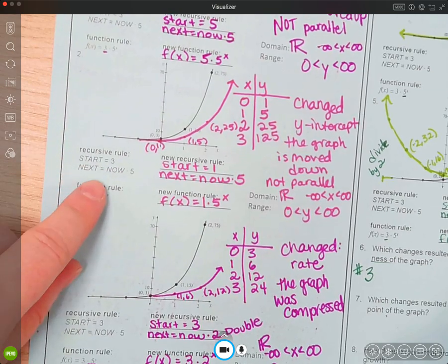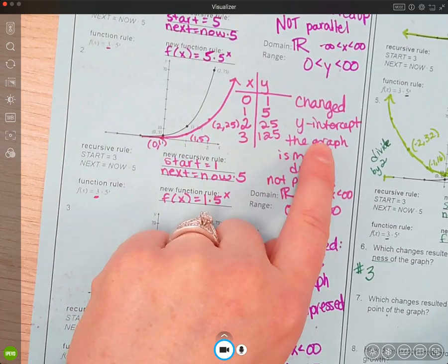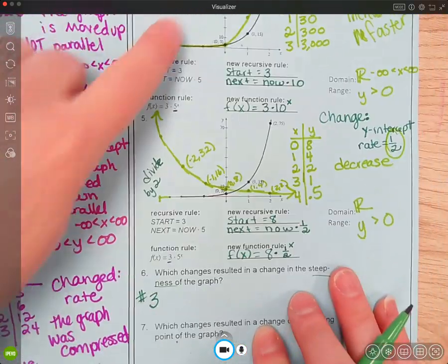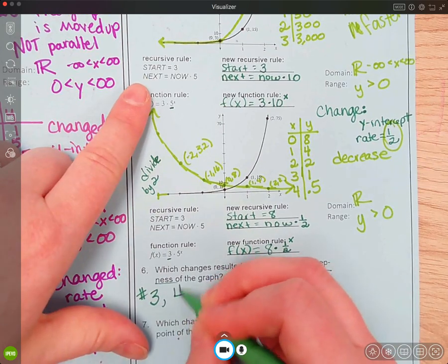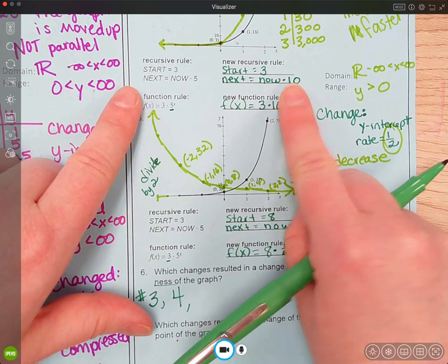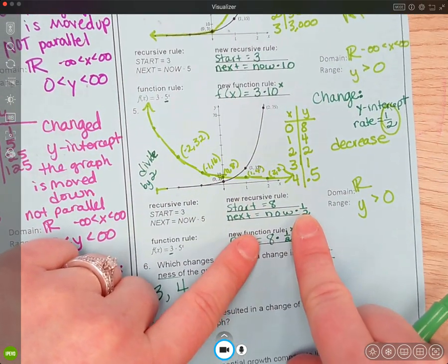What causes a change in steepness? The change in your rate. That's what changes the steepness. Yep. So number 4 had a change in rate. It's now 10. And number 5 had the biggest change, which was half.